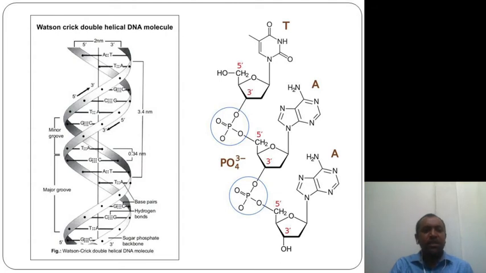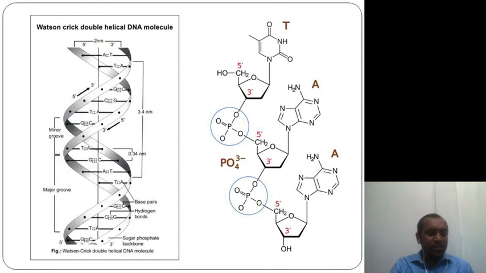Now what you see is that there is a sugar phosphate backbone. If you shift your focus from the left diagram to the right one, you see T, which stands for thymine. That is a nitrogenous base. The nitrogenous base is connected to a sugar molecule, and the sugar molecule is again connected to a phosphate molecule, that is your PO4 3 minus, and then again a sugar molecule, then again a phosphate molecule. So that's why we refer to it as the sugar phosphate backbone.